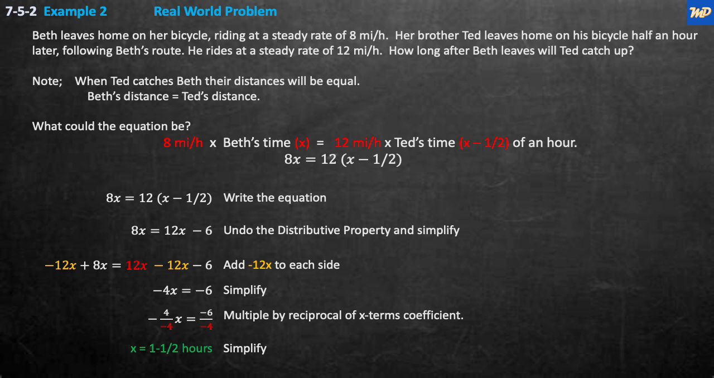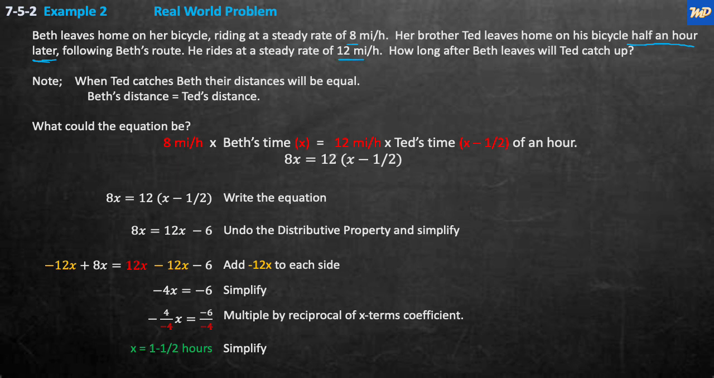Okay, so we have a real-world problem as an example here. It says Beth leaves home on her bicycle, riding at a steady rate of 8 miles per hour. Right here, 8 miles per hour. Her brother Ted leaves home on his bicycle 1/2 hour later, following Beth's same route. It says here that it's 1/2 hour later. Okay, so he rides at a steady rate of 12 miles per hour. So Beth is going 8 miles an hour, and Ted's going 12 miles per hour.